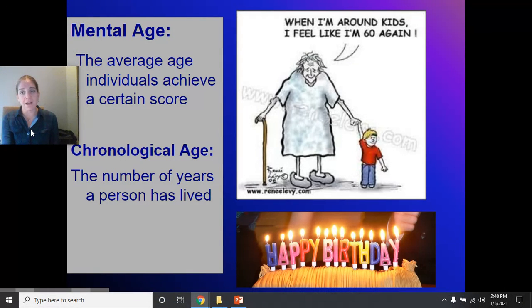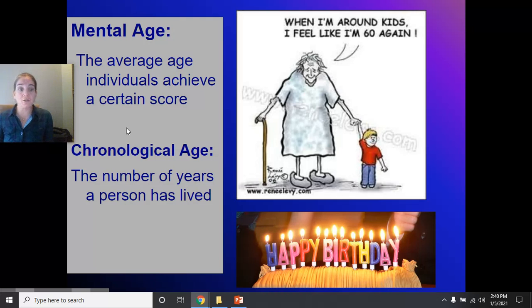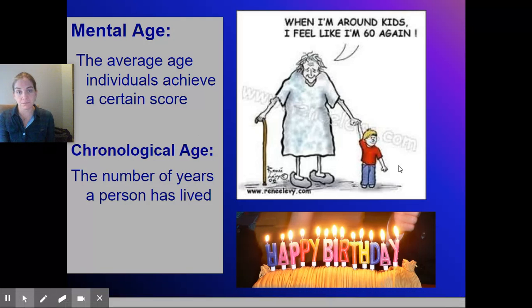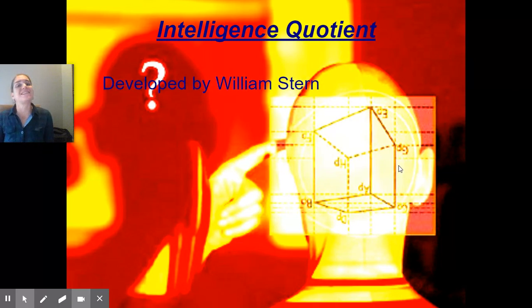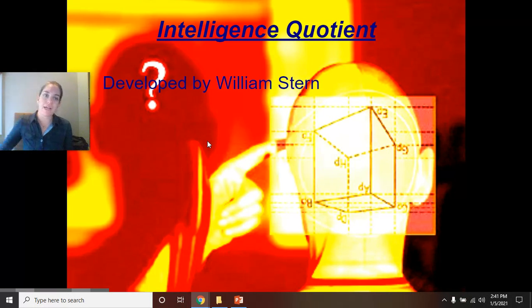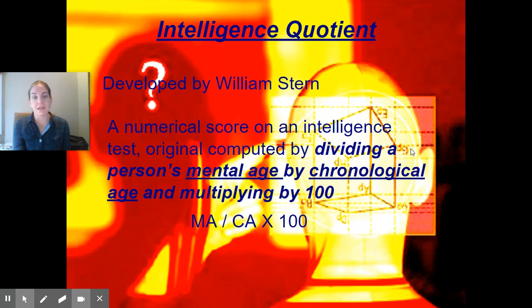Okay, so just to clarify again, your mental age is the average age at which an individual achieves a certain score, whereas your chronological age is the number of years that you've lived on this planet. Okay. To make things a little bit clearer, William Stern was a psychologist who came up with the IQ rather than just saying, well, this is your mental age. Okay. He wanted to make it more quantifiable. So he came up with a formula to derive the IQ. Okay. It's a numerical score on a test, which is computed by dividing your mental age by your chronological age times 100. So you are taking the age at which you perform divided by the number of years you've been alive, times 100.